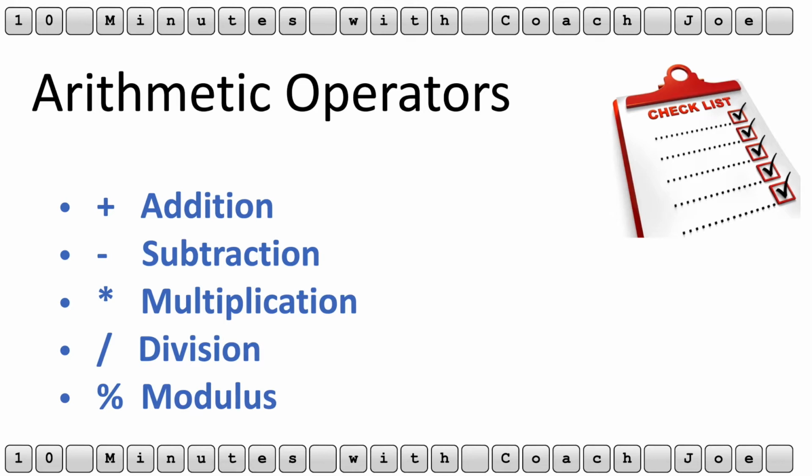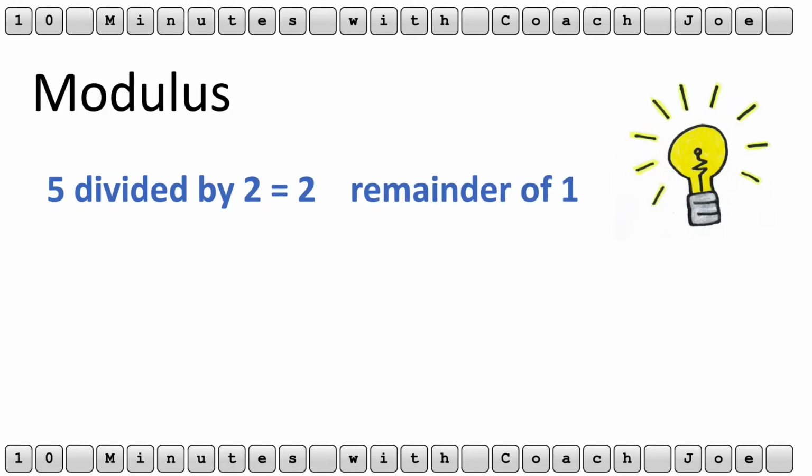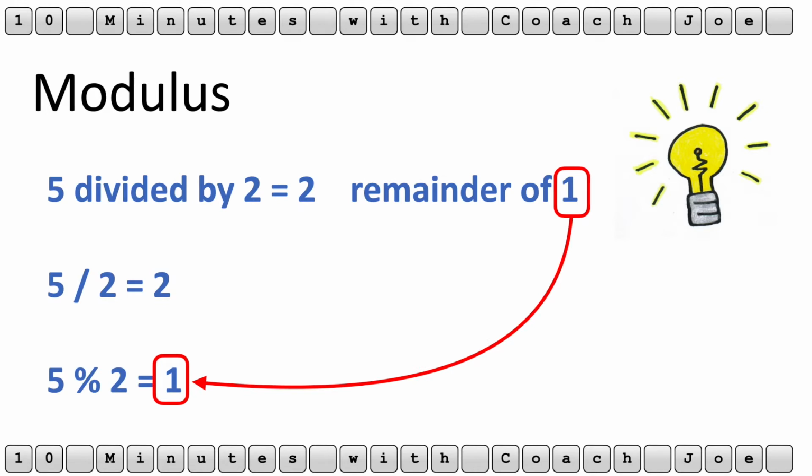Modulus uses the percent symbol. Modulus is another way of saying give me the remainder of a division expression. If we divide 5 by 2, the result is 2 with a remainder of 1. 5 divided by 2 will equal 2. 5 modulus 2 will equal 1. Remember, modulus will divide the two numbers and return the remainder.